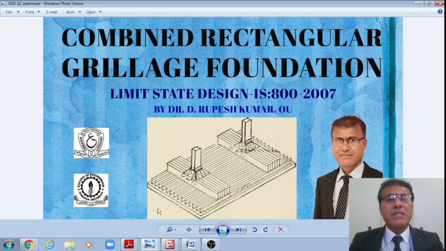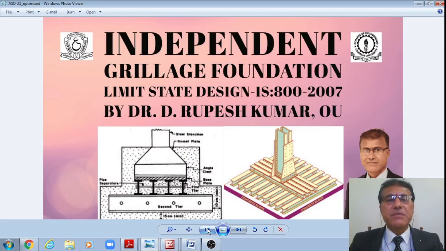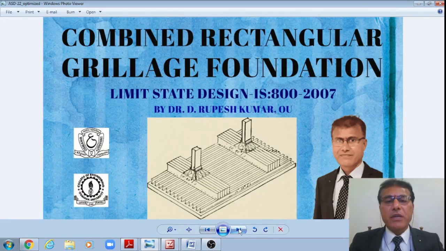In today's class, we shall see the design of the combined rectangular grillage foundation as per the limit state method IS 800-2007. In the previous class, we have seen the design of independent grillage foundation as per the limit state method IS 800-2007. I hope you are enjoying the discussions.